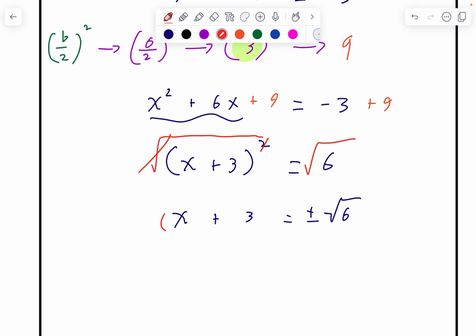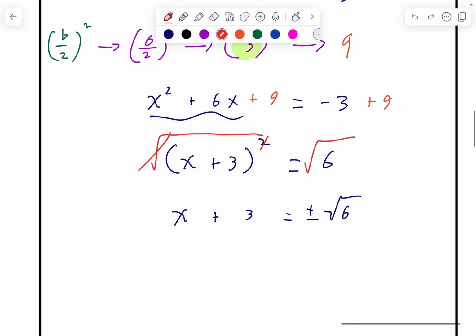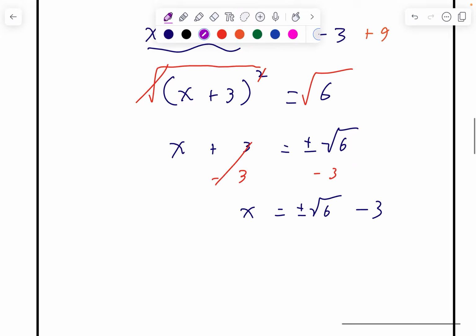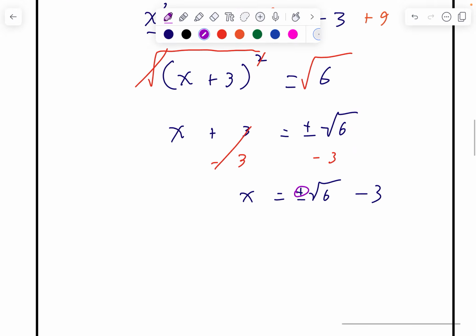We're still trying to get this x by itself, so let's cancel out the plus 3. So we'll subtract 3 from both sides. The 3's would cancel, and we end up with the equation x equals positive and negative square root of 6 minus 3. We're going to break this up into the two equations, one with the positive and one with the negative. And let's get those down here.